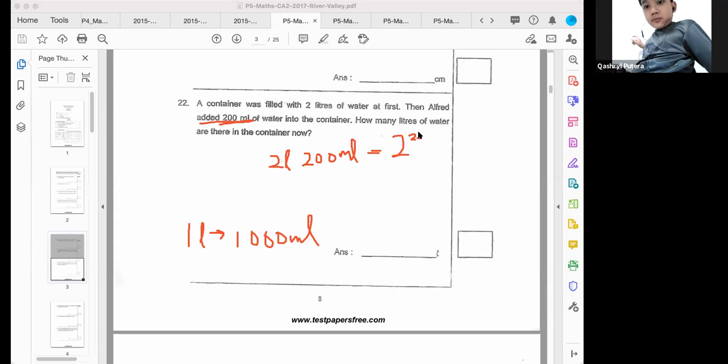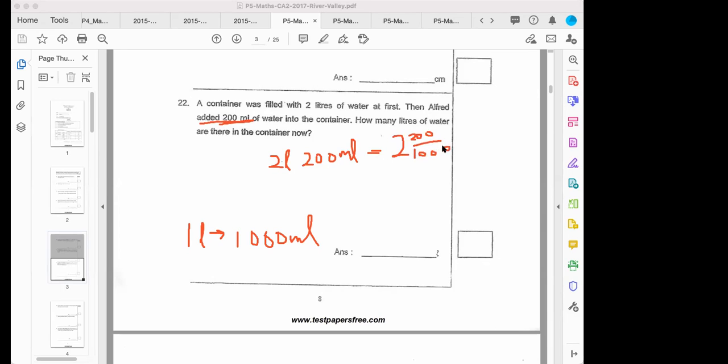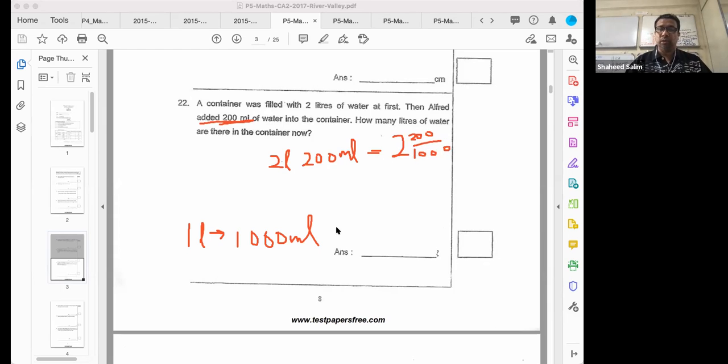Okay, Farish, you got it right. What about the rest? You must do it like that. Why? Must divide by 1,000 to change it to liters. So cancel 2 zeros, you get 2 and 2 over 10, or 2 and 1/5, or you can change it to 2.2, 2.2 liters.